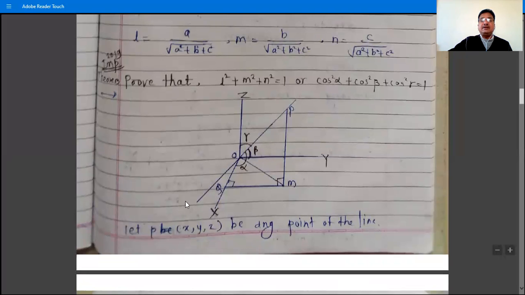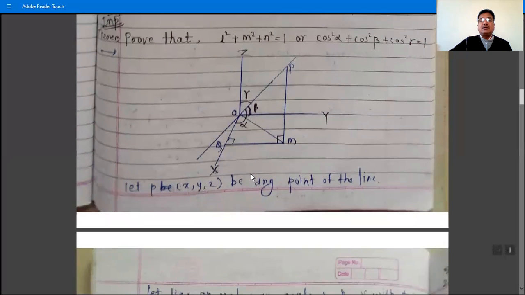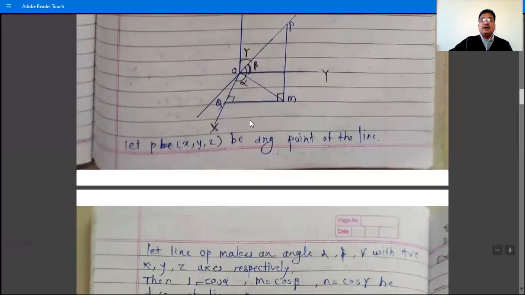Okay. So let this line OP make an angle alpha with x axis, beta with y axis, and gamma with z axis. And therefore cos alpha, cos beta and cos gamma are the direction cosines of that line. Now let P(x, y, z) be any point on this line, and its coordinates be x, y, z.